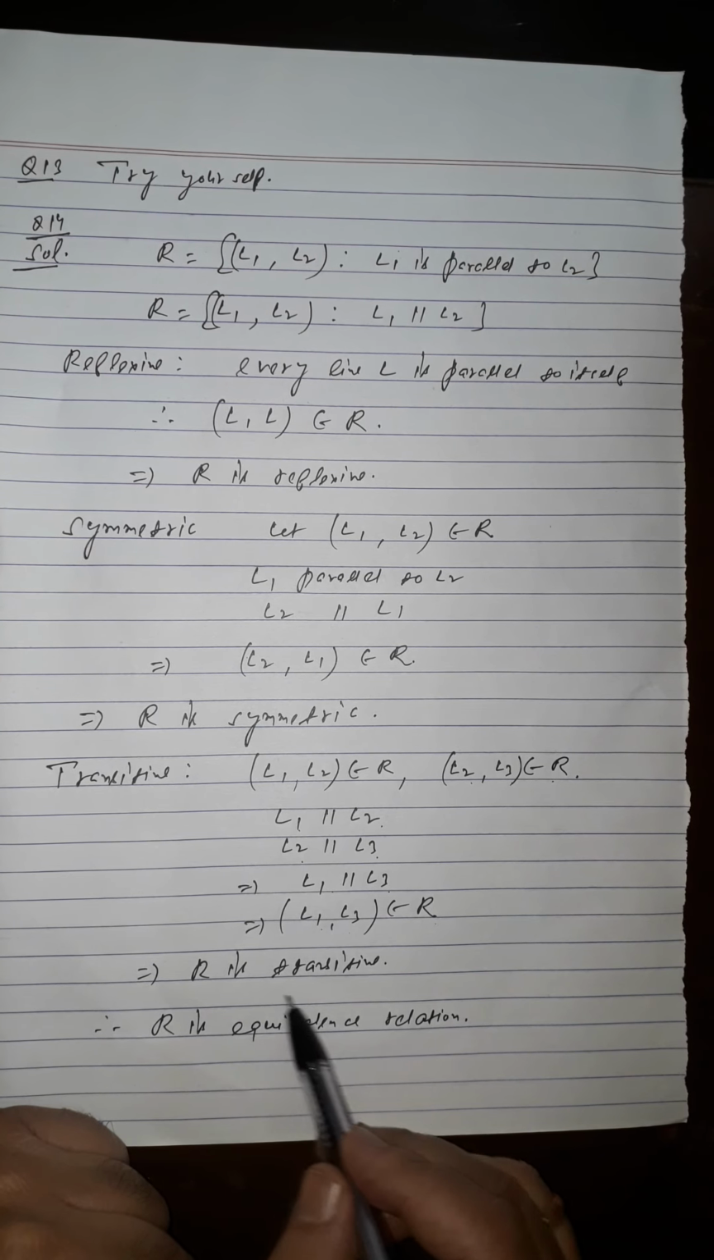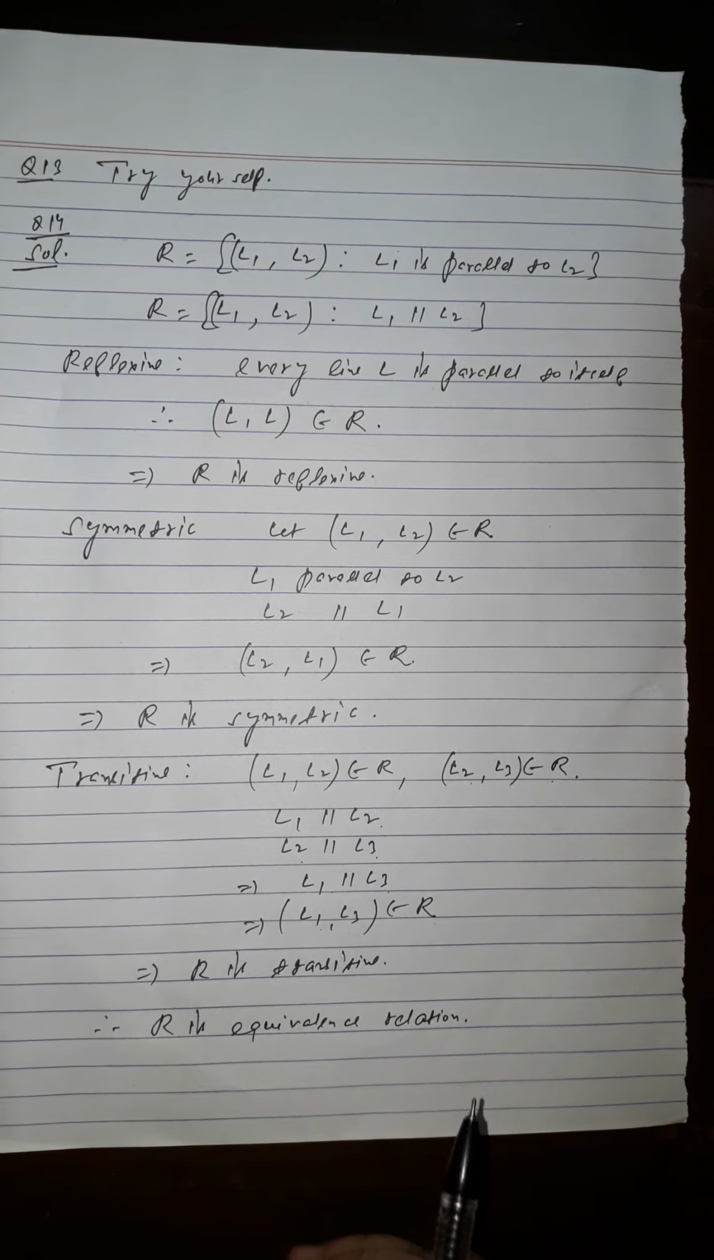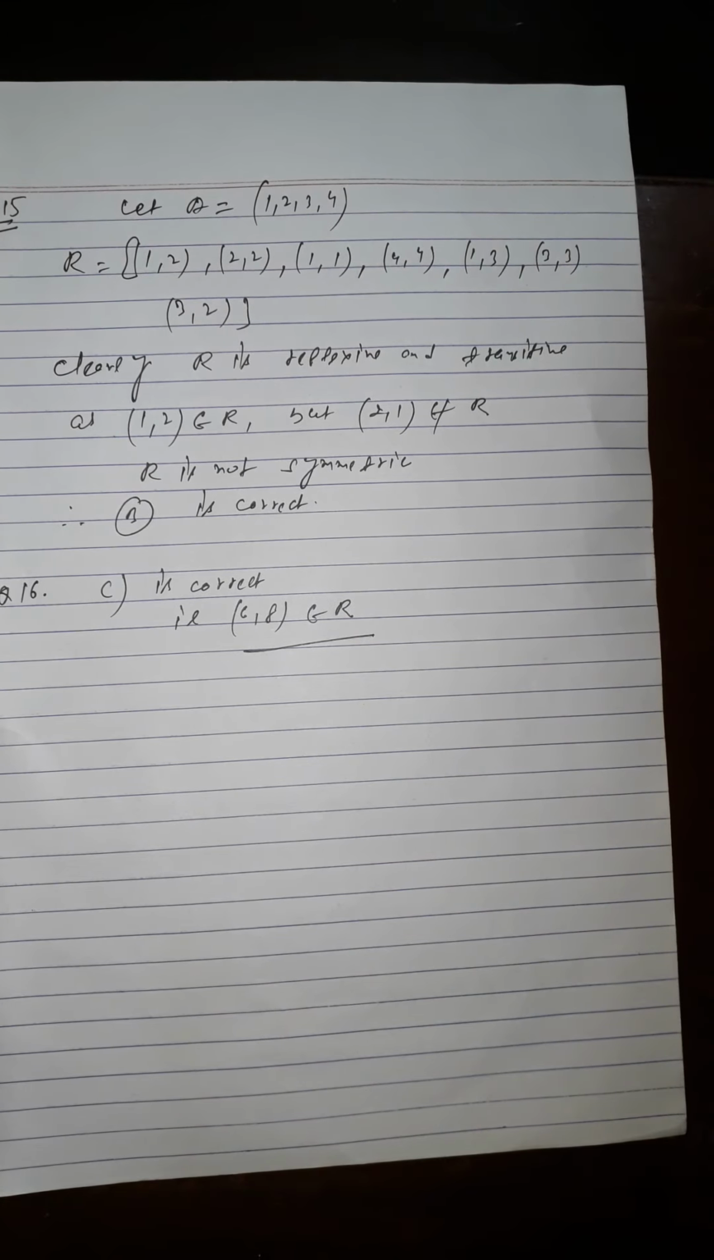Therefore R is transitive. Therefore R is an equivalence relation because it satisfies all: it is reflexive, it is symmetric, it is transitive. Therefore this relation is called an equivalence relation. Now let us come to question number 15. If R is a relation on the set {1, 2, 3, 4} and R is equal to {(1,2), (2,2), (1,1), (4,4), (1,3), (3,3), (3,2)}, choose the correct option.